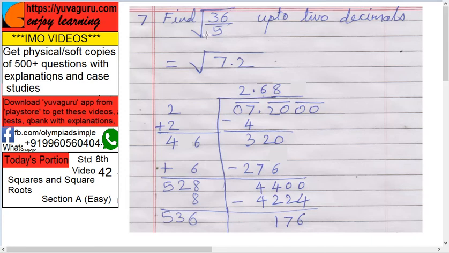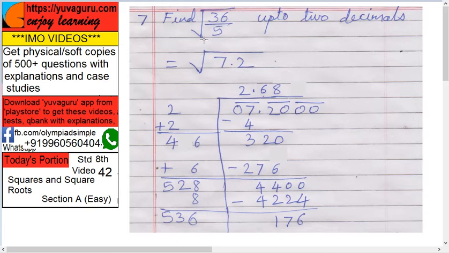Find the square root of 36 upon 5 up to 2 decimal places. Means basically you have to find not the square root of this, you just have to find the square root of 36 upon 5 up to 2 decimal places. So how do we solve this?